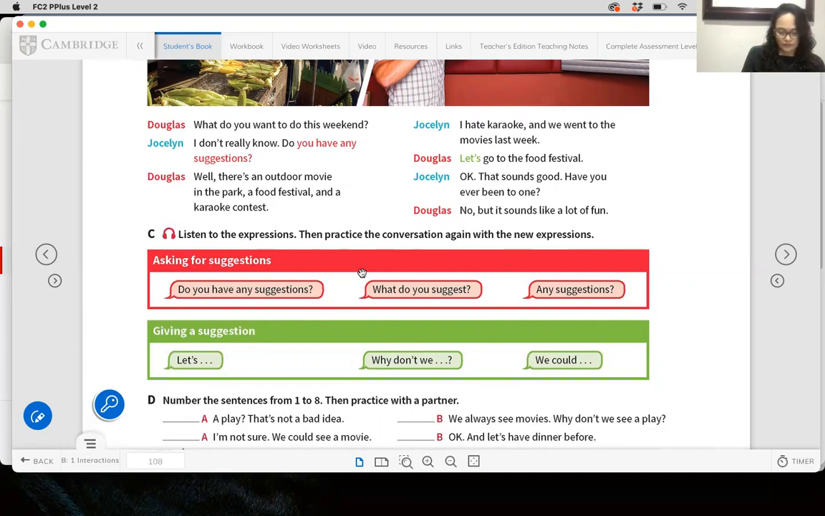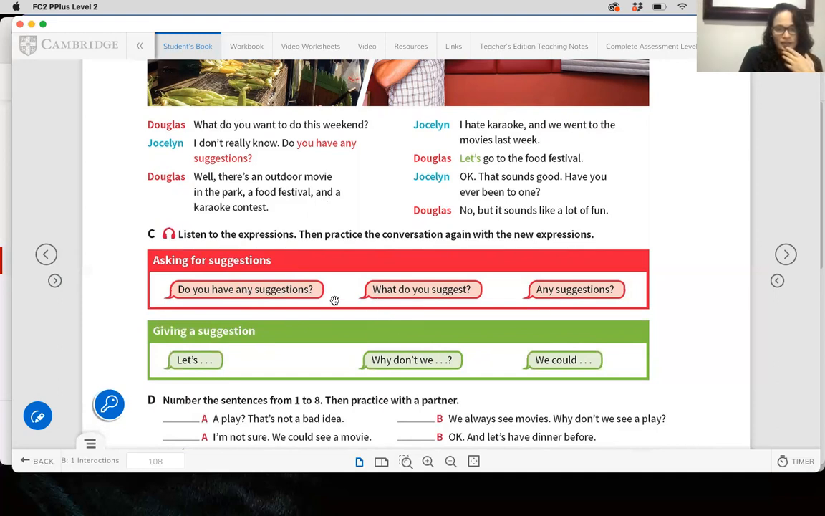Okay. So it says the first way to ask for a suggestion is, do you have any suggestion? This is the first one. Remember, question form, auxiliary do, subject you, verb have. Do you have any suggestion? Any suggestions? Of course, the answer would be yes, this suggestion, or no, this suggestion.